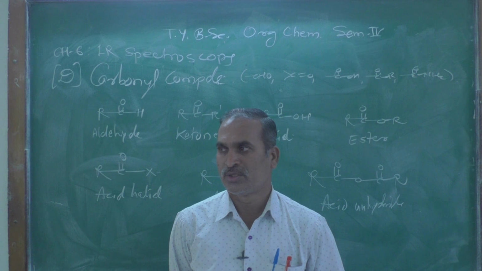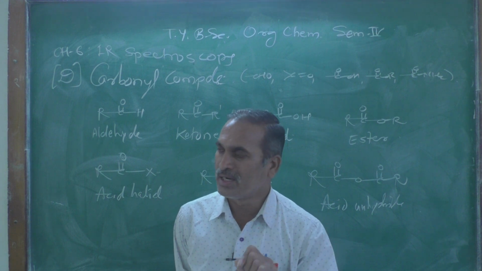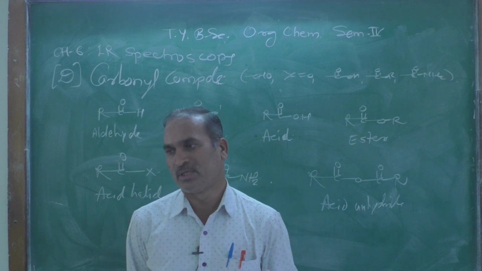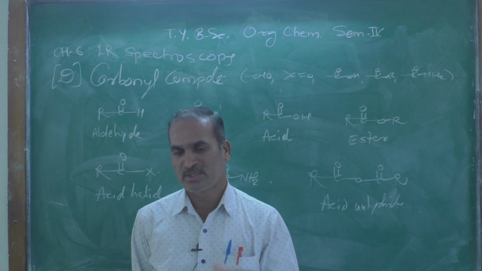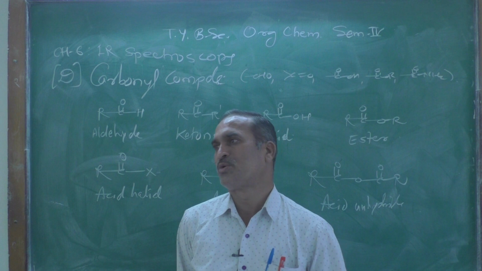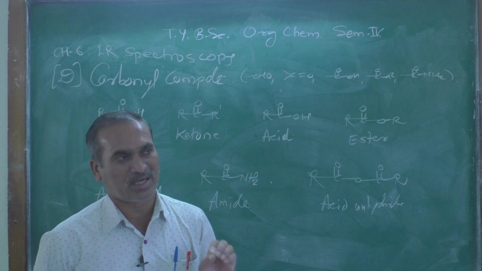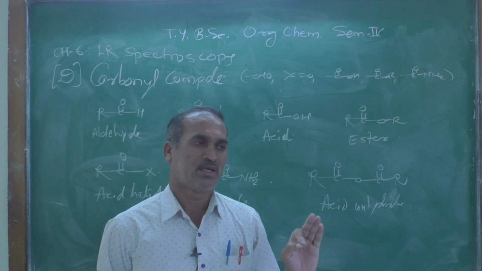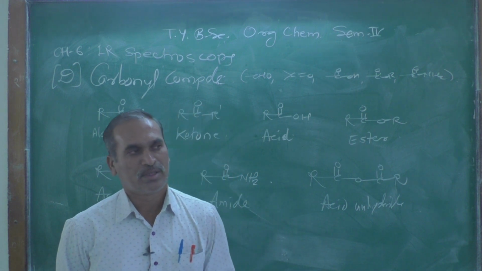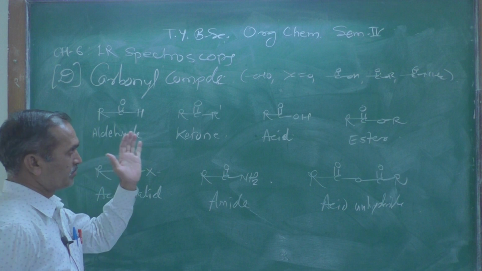Here you should always remember one point: the aldehyde group is always present at the end of the carbon skeleton. The aldehyde group is always present at the end, and the functional group present in the aldehyde is C double bond OH, sometimes written as CHO. So the carbonyl group is present here also.